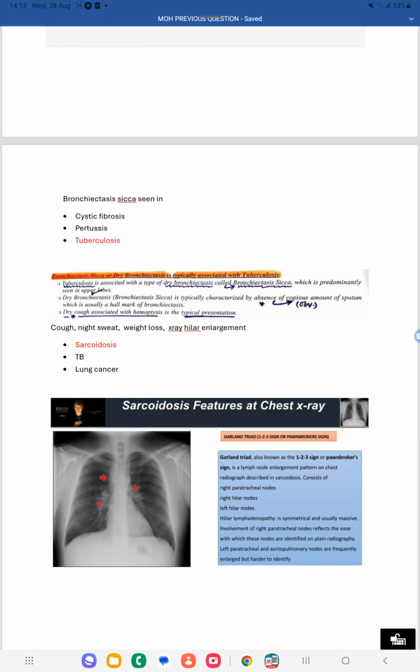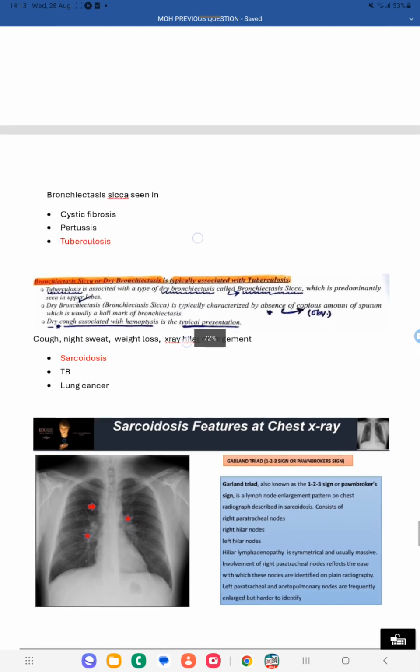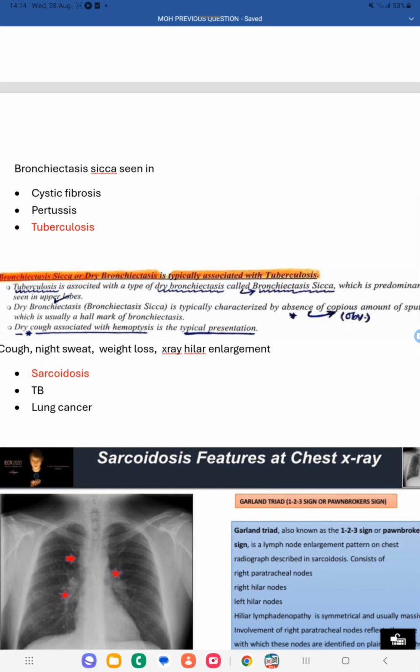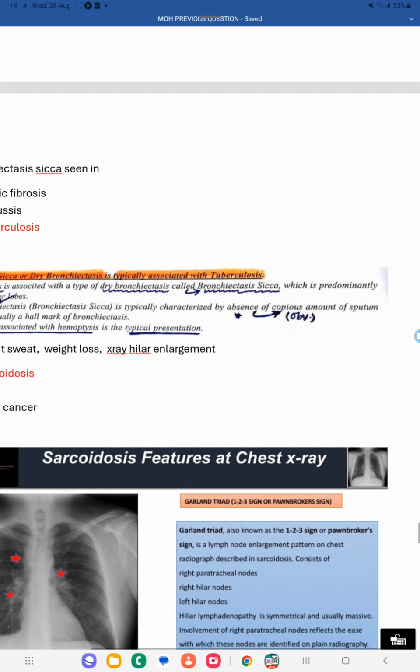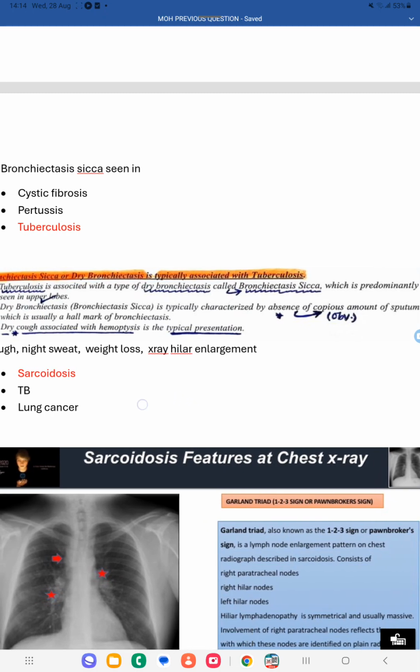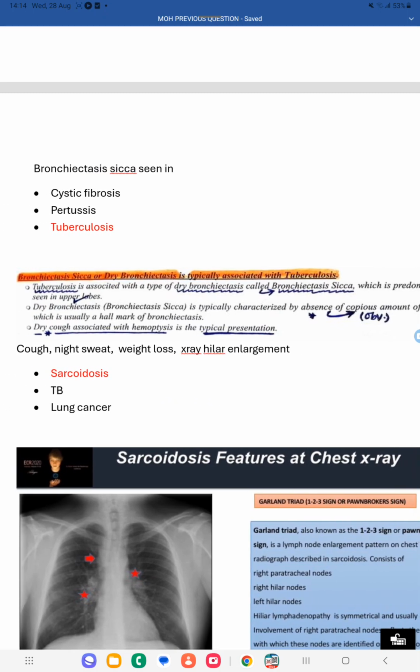Usually there will be too much sputum present in the bronchiectasis condition. But bronchiectasis sicca means there is a dilatation of the bronchus, but there will be absence of sputum, absence of copious amount of sputum. That is the main important characteristic feature. That is called bronchiectasis sicca or dry bronchiectasis.